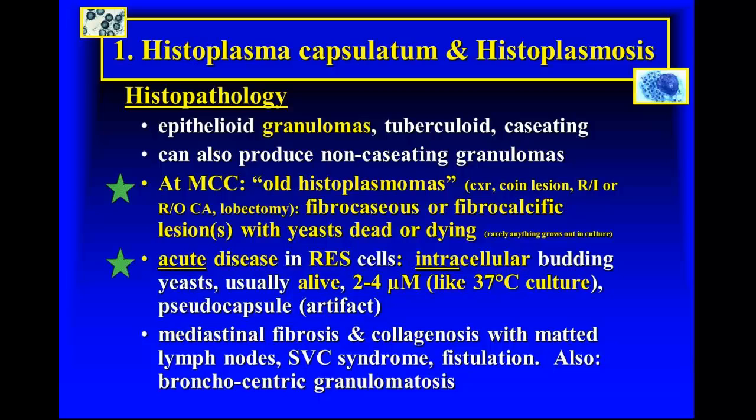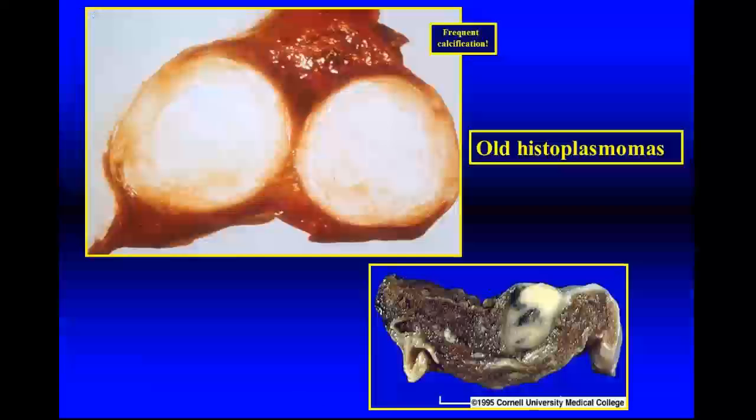And they're gonna consult ID big time. In acute disease, something hasn't been there in the lung for ages, these things are gonna be within the reticuloendothelial system cells. So lymphocytes and monocytes in the peripheral blood, lymph nodes, spleen, liver, that's where you're gonna see them. And there they're gonna be intracellular with the morphology that I showed you inside the granulomas, also 2 to 4 microns with a thin neck between mother and daughter yeast.